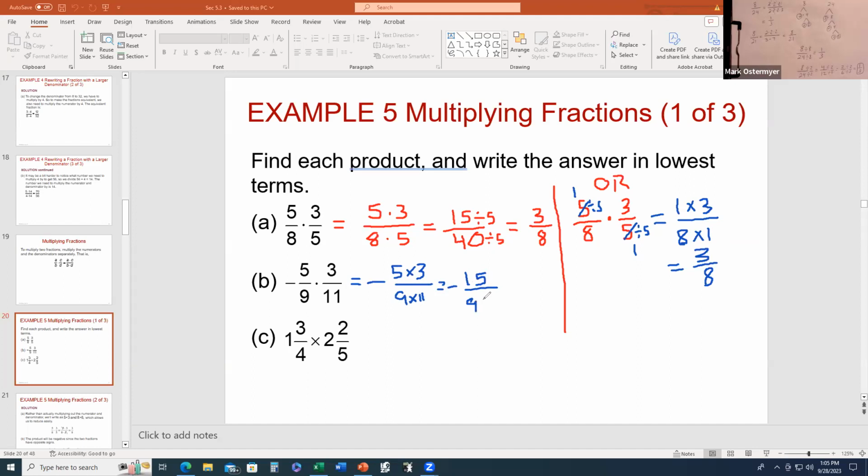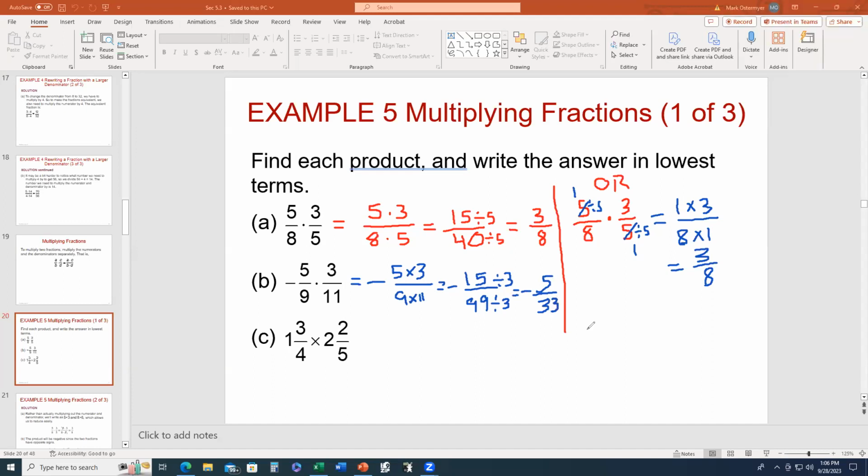Can we reduce this down? Yes. I know 3 will at least divide into both 15 and 99. And then when we reduce down by 3, we take it down to -5 over what, 33? Can we reduce -5 over 33? No. No, that is reduced. Another way to do the problem. Suppose you're in the cross canceling.